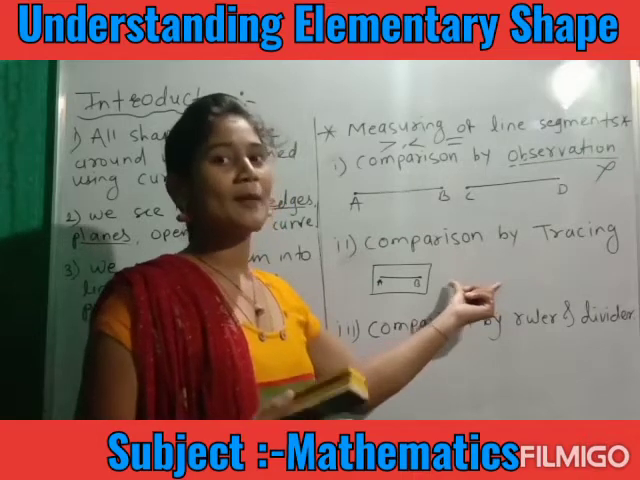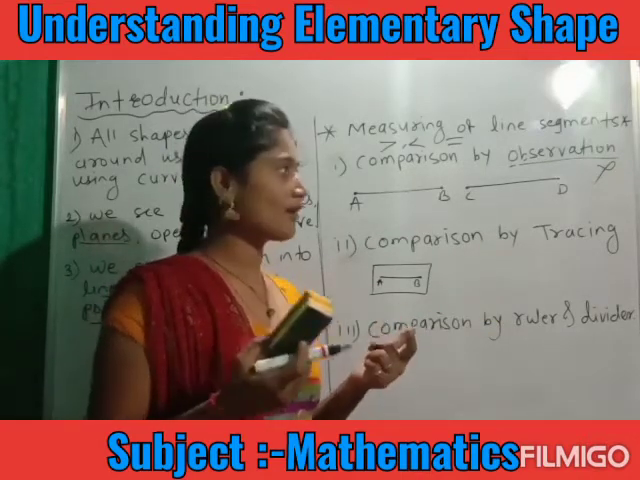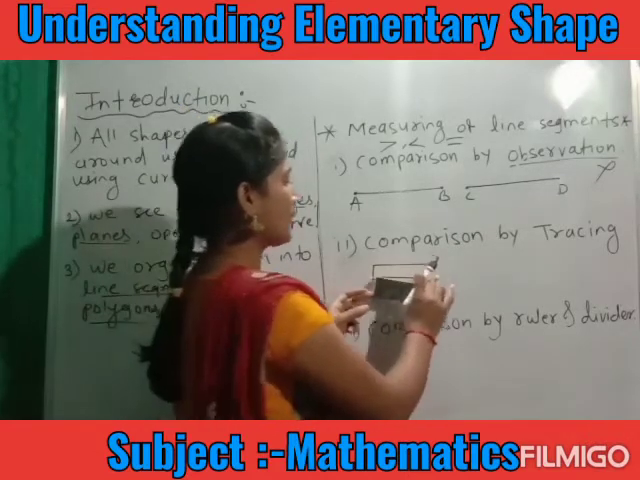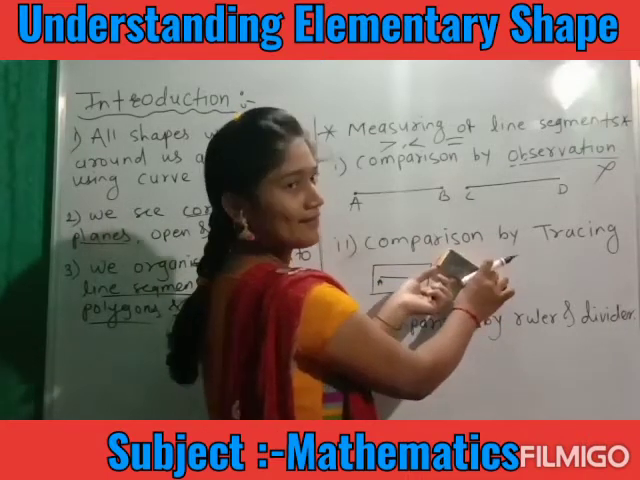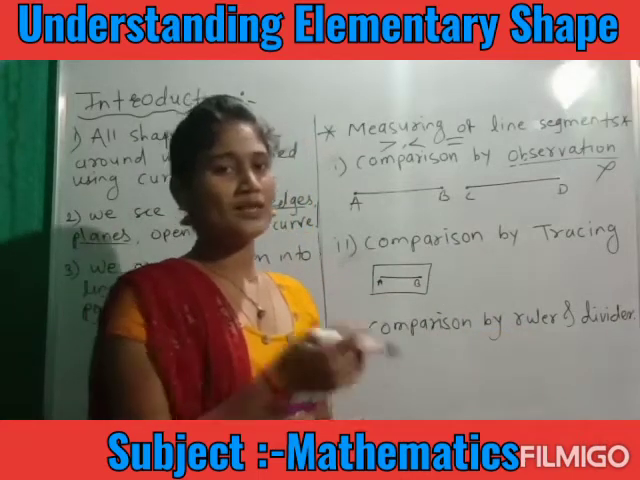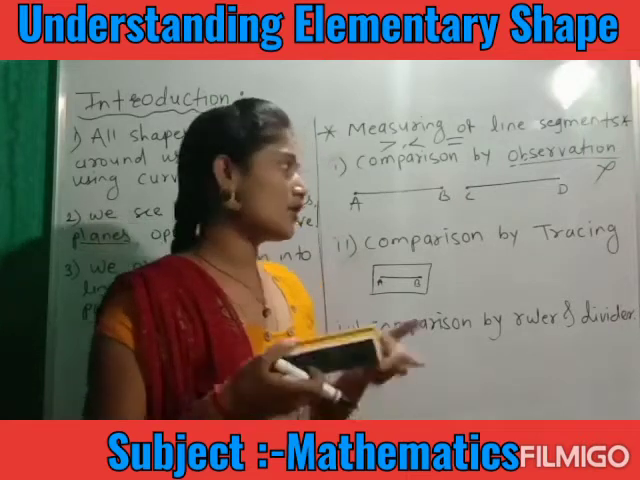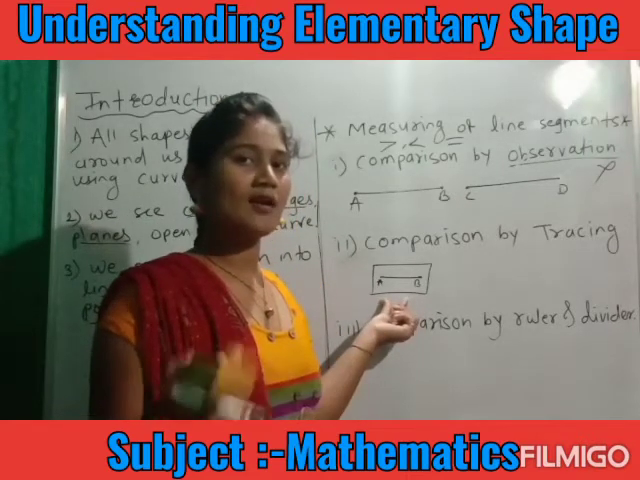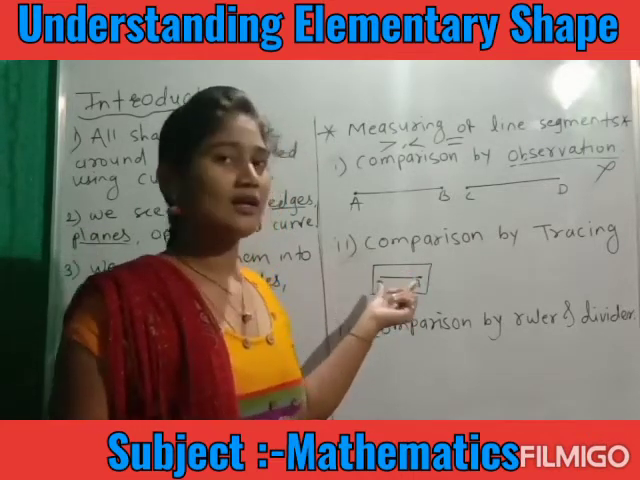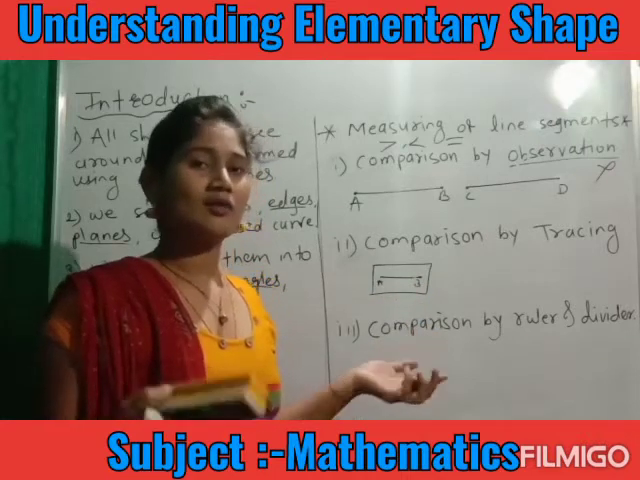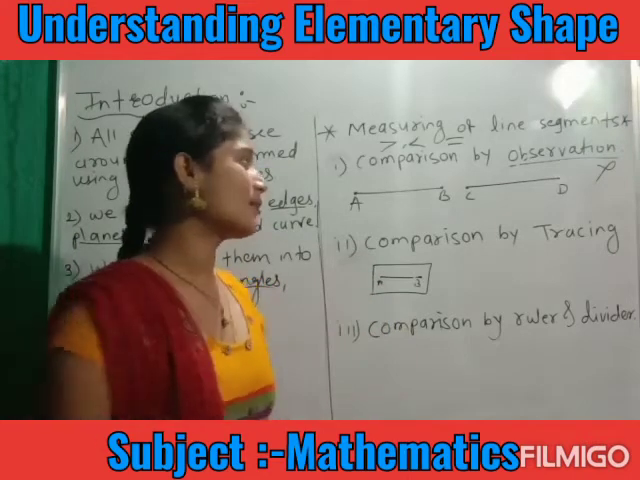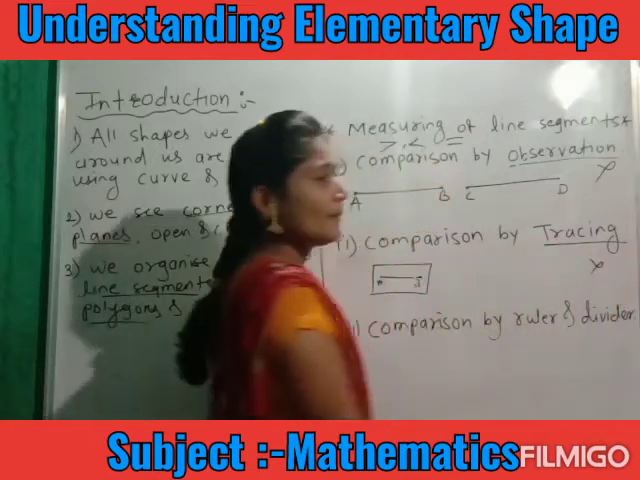But sometimes this paper, suppose if I am taking any paper, it will be shaped like this. If I am keeping the tracing paper here, sometimes it can move like this, it can be shaped like this. So the measurement can go wrong. Sometimes you may not draw exactly this much length. So it can shake, or we will not get the exact and proper measurement of that particular line segment. That's why sometimes this comparison by tracing also fails.